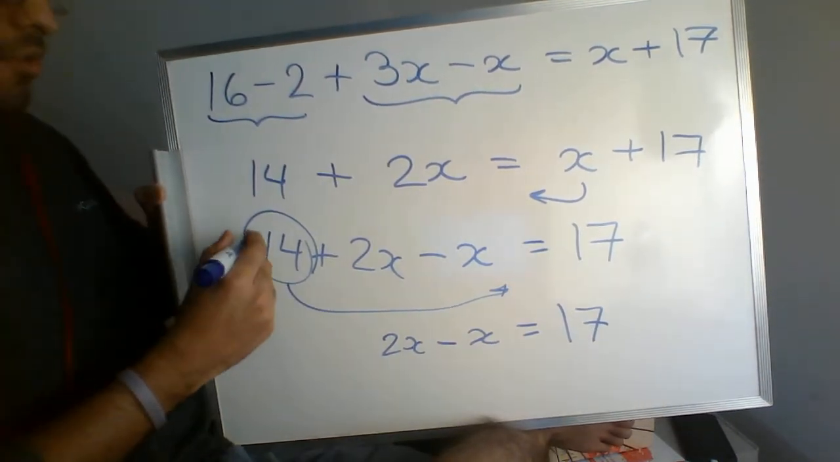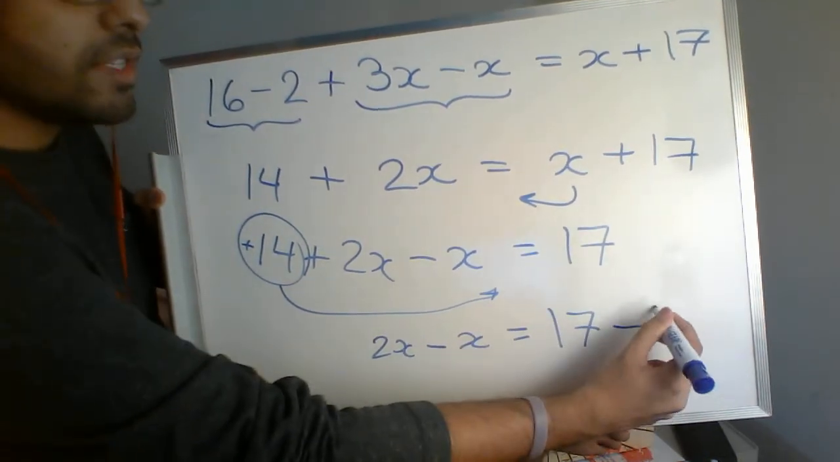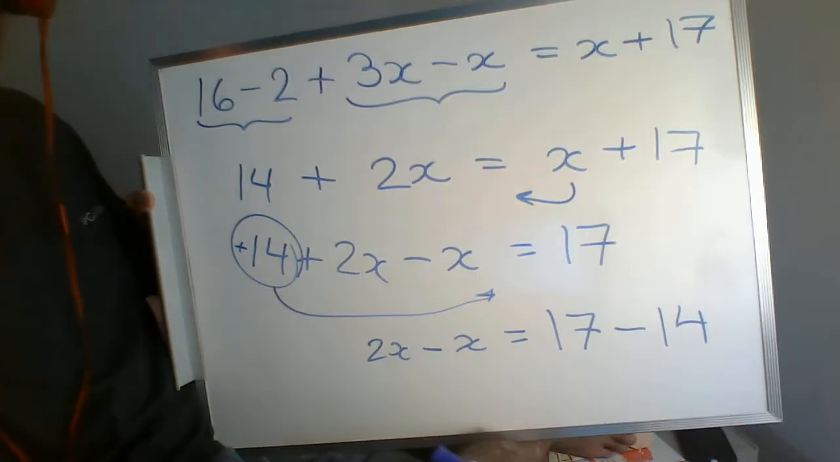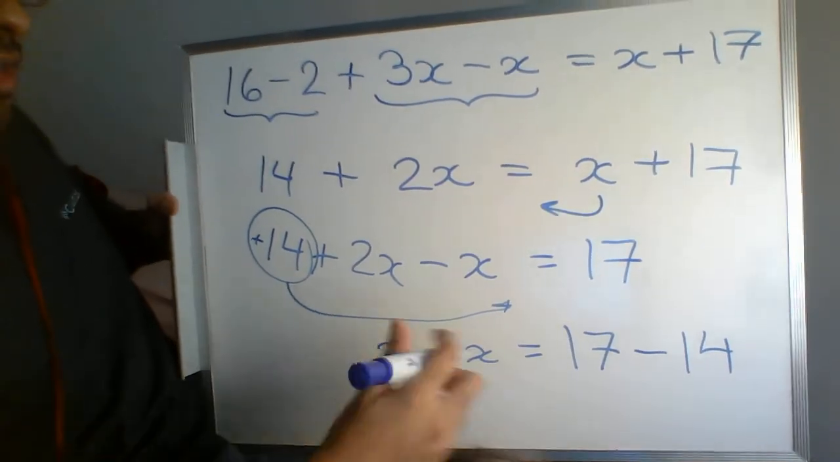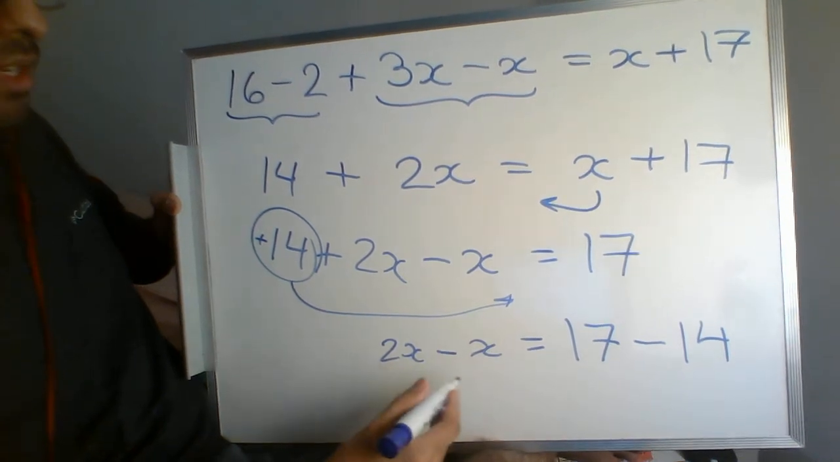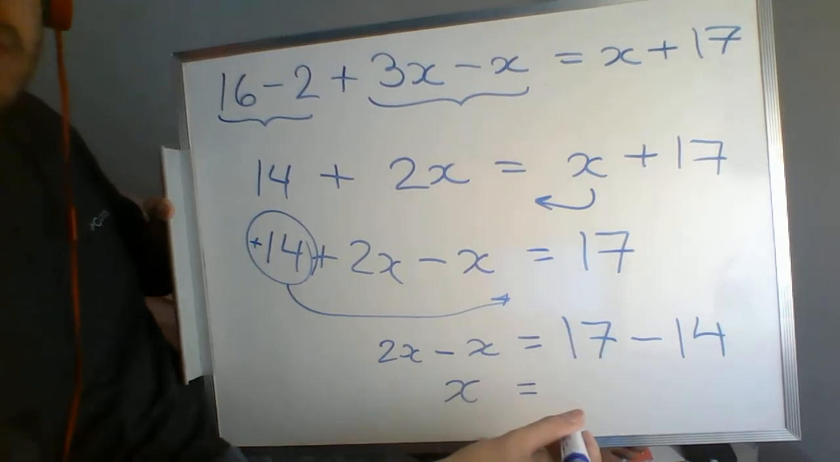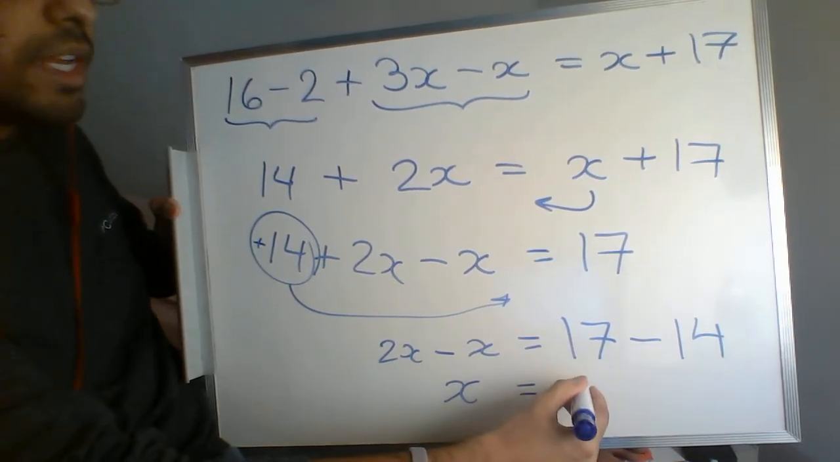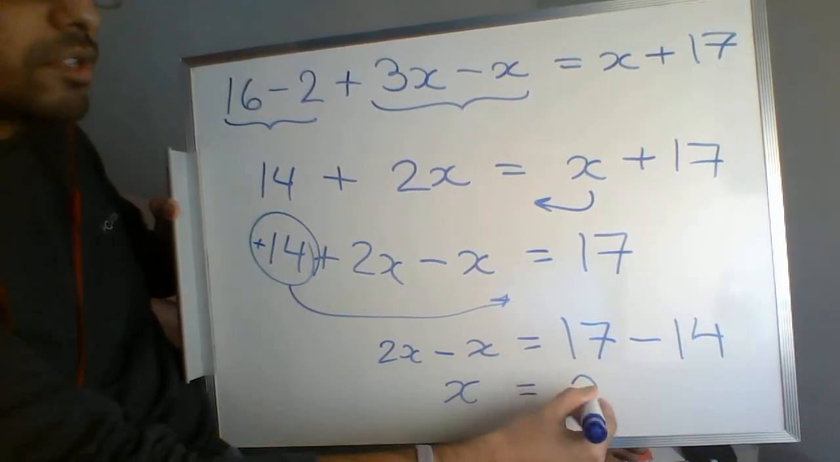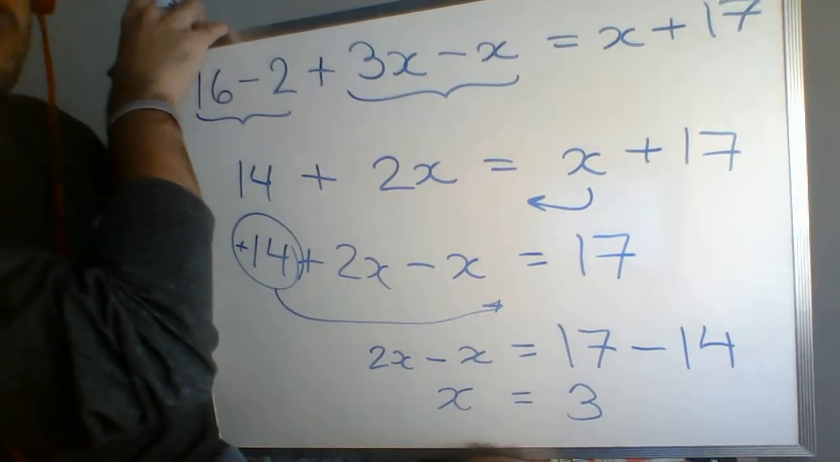This was a positive 14 on this side, so when I take it over to the other side of the equal sign, it'll be negative, so it'll be 17 minus 14. And so then we can just go ahead and do the last step. We've got 2x minus x, which is going to leave us with just x on the left side, and 17 minus 14 on the other side is going to be just 3.